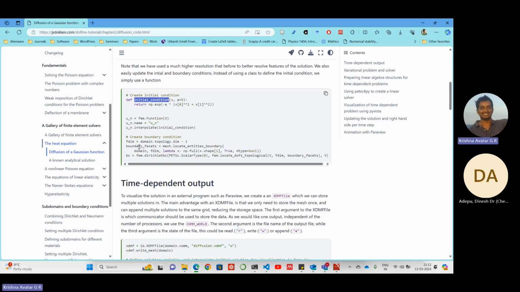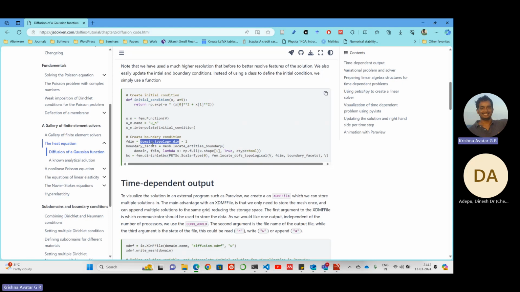Now we create the boundary conditions, and here they have used a topology approach. So we first find the topology of the domain. Since we are solving a 2D problem, this argument domain.topology.dim means dimension, it will be 2. So 2 minus 1 is 1.